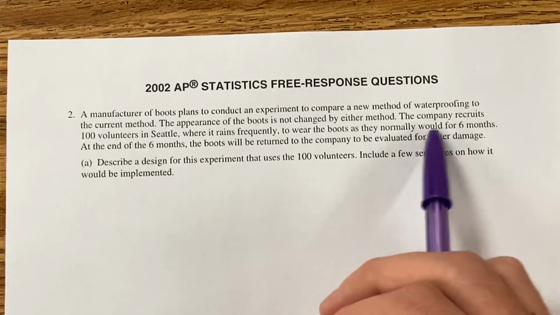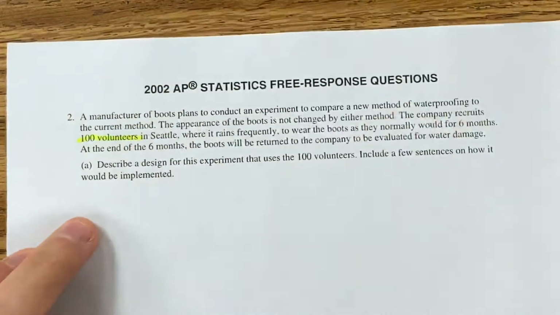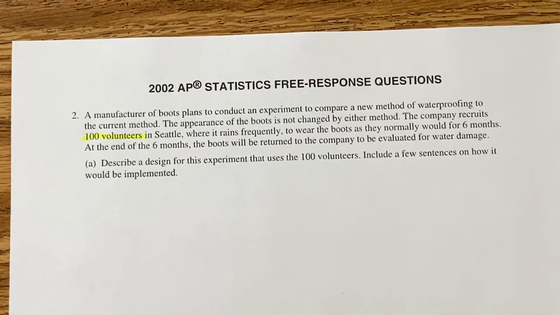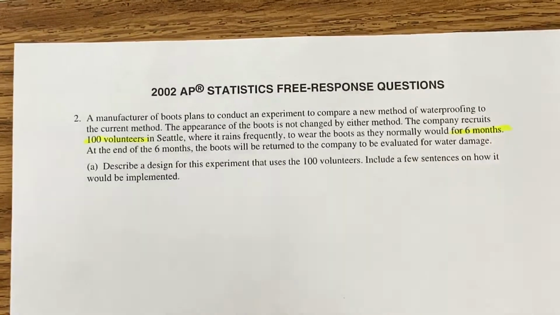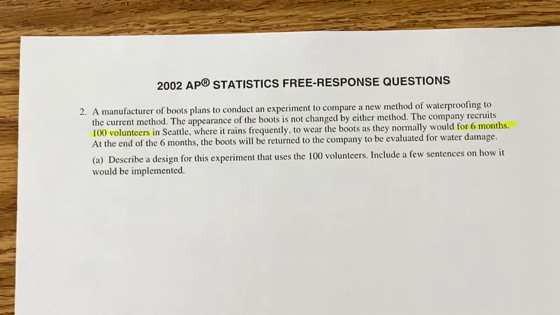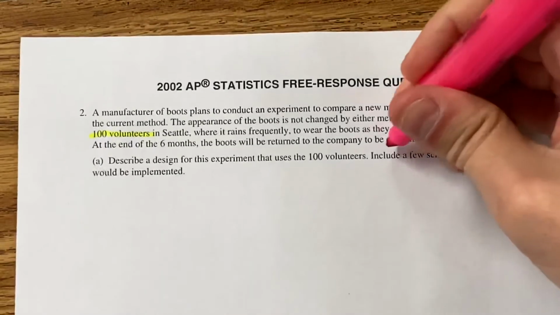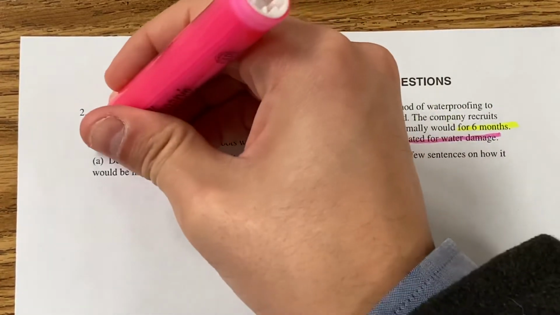Anyways, the company recruits 100 volunteers. Let me go ahead and highlight that. 100 volunteers where it rains frequently. That's good if you're wearing rain boots. So it rains frequently, to wear the boots as they normally would for 6 months. At the end of 6 months, the boots will be returned to the company to be evaluated for water damage. So it's going to be evaluated for water damage at the end of 6 months. Okay.